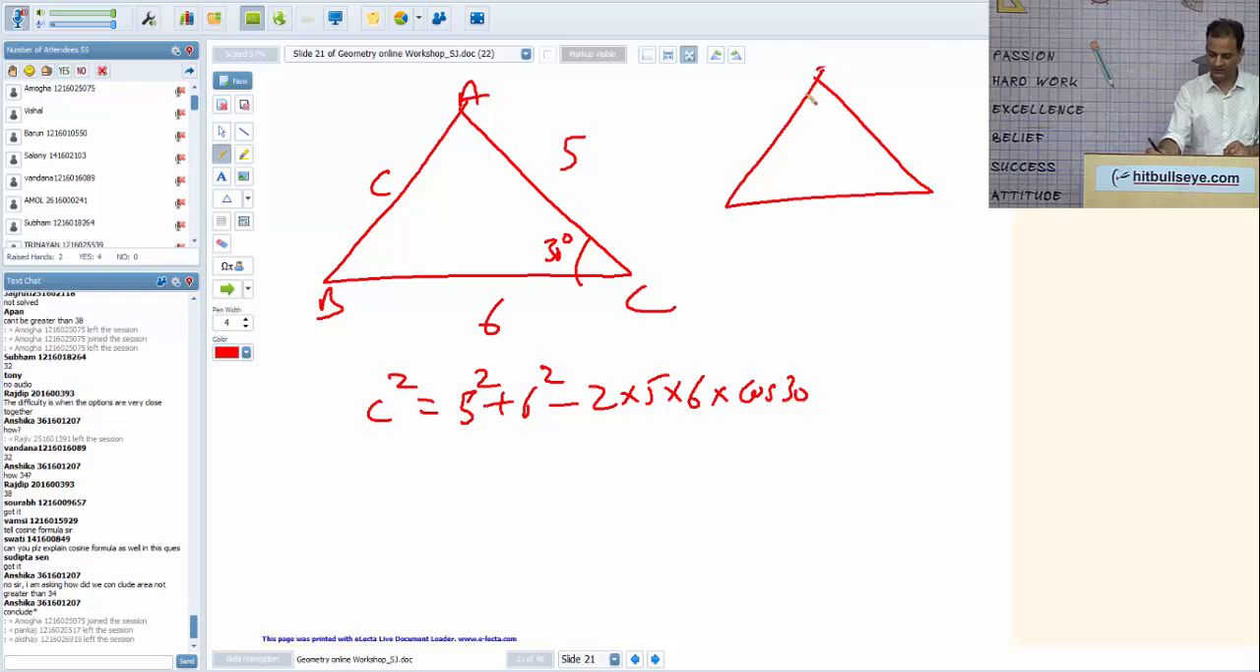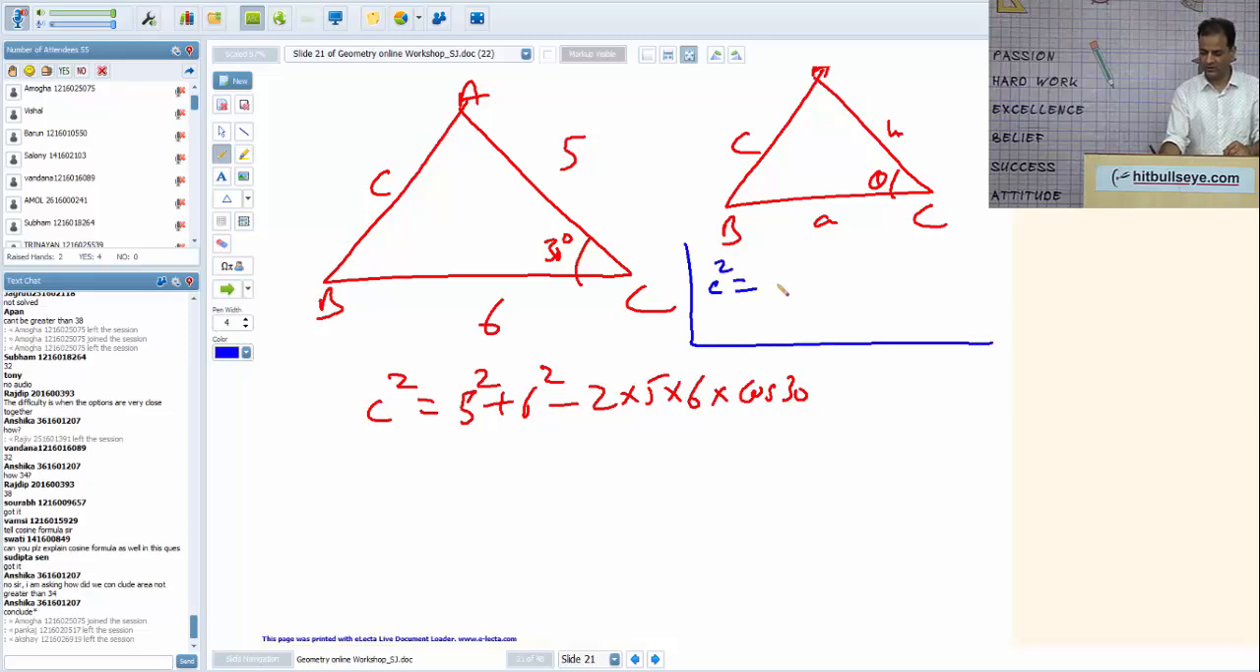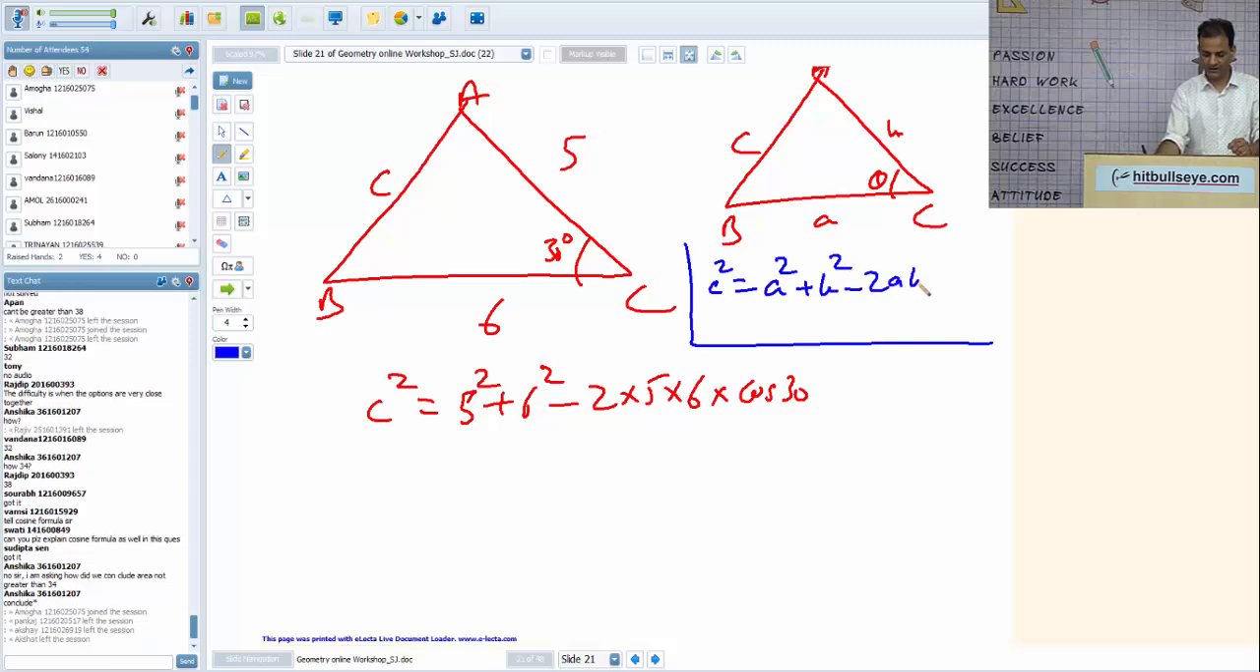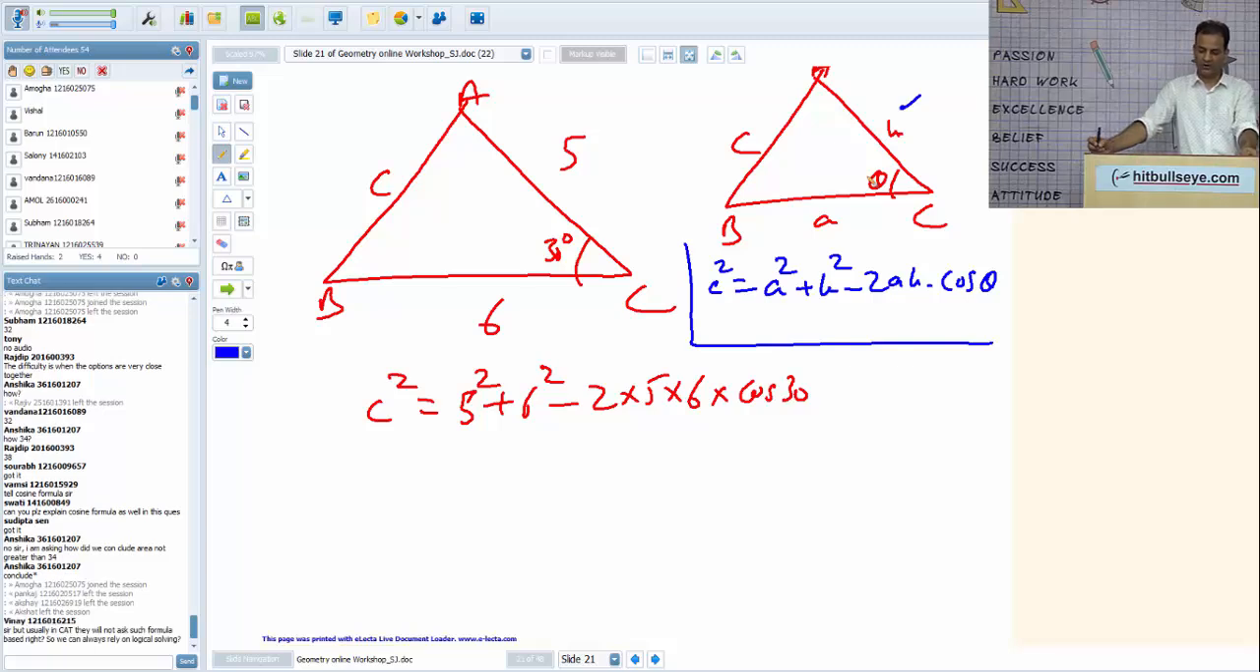I will write here in terms of ABC. If this is A, B, C, with small a, small b, small c, these two sides are given and the included angle theta is given. So we can find the third side. c square is equal to a square plus b square minus 2ab cos theta, the cos of the included angle C. Clear, friends? Cosine formula.